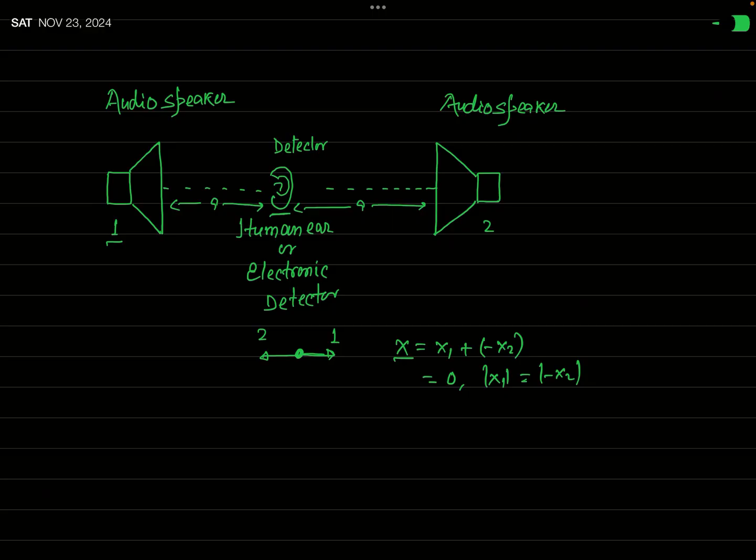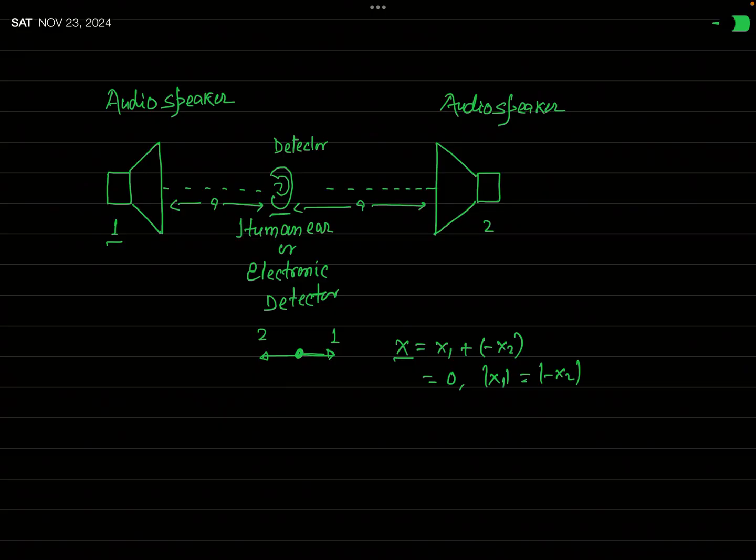Now if displacement is 0, it means this particle will remain permanently at rest, it will not vibrate. It means the particle will not respond to the wave. So the net effect of the two waves detected by the detector will be 0. It means if you put a human ear here, that human ear will hear no sound. Okay. But in practice, if we stand between two speakers, we always hear more sound.